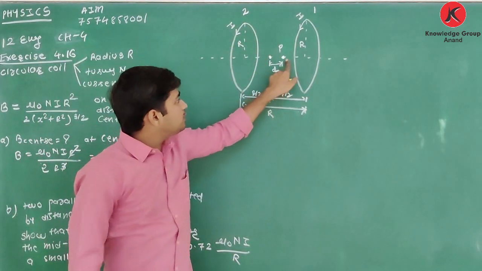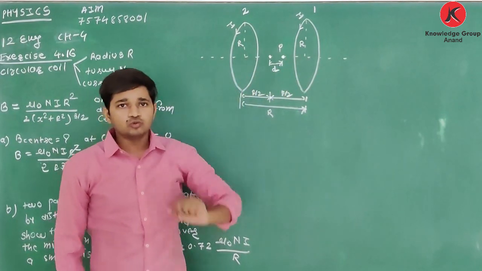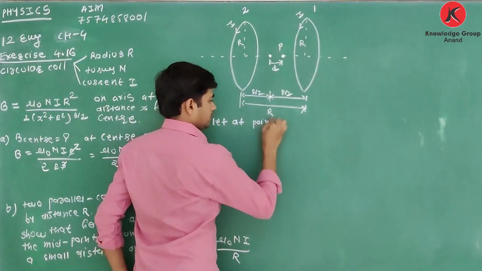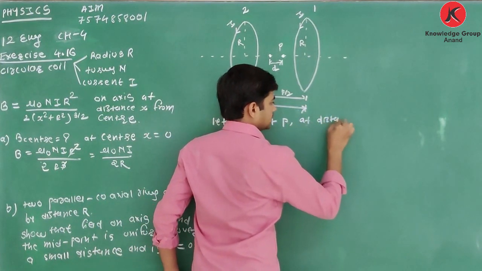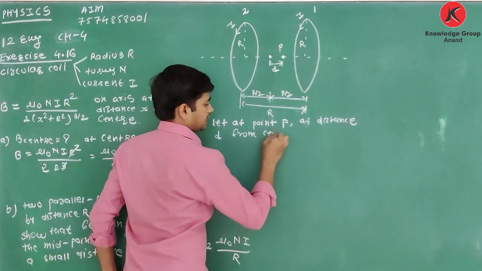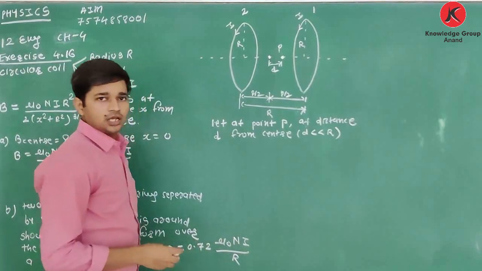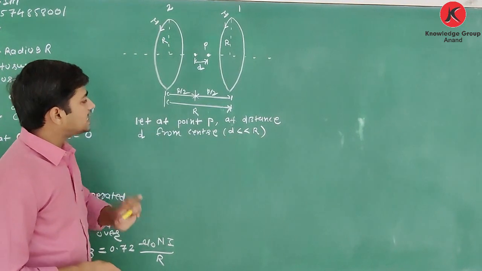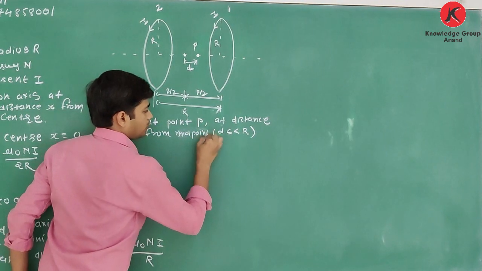Okay. So now at point P, first of all we will find the magnetic field due to coil 1. Then we will find the magnetic field due to coil 2. So let point P be at a small distance d from the center, where d is very much less than the radius. We want to find the magnetic field at point P at distance d from the midpoint.